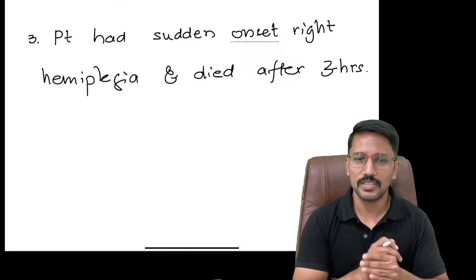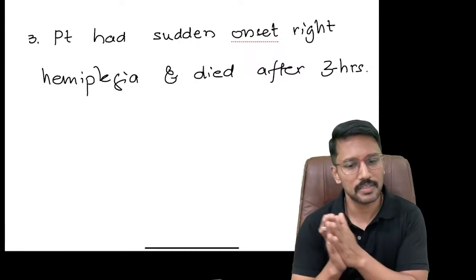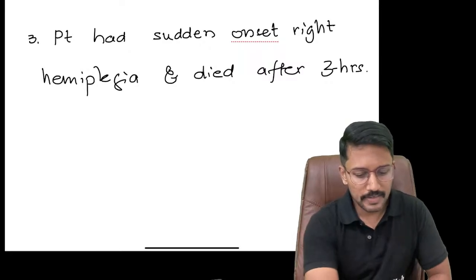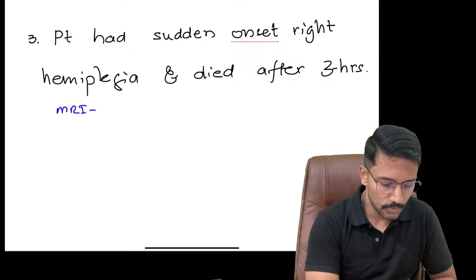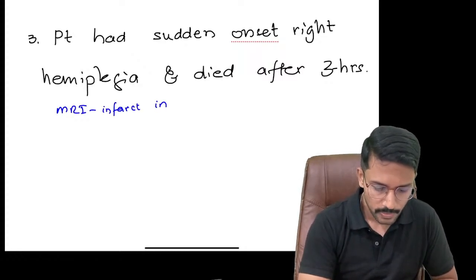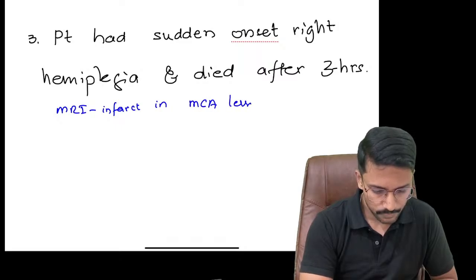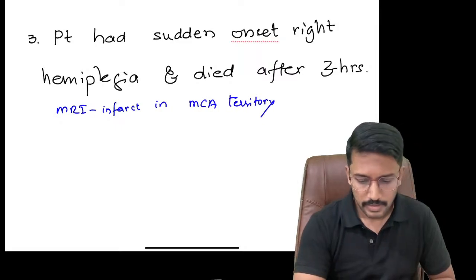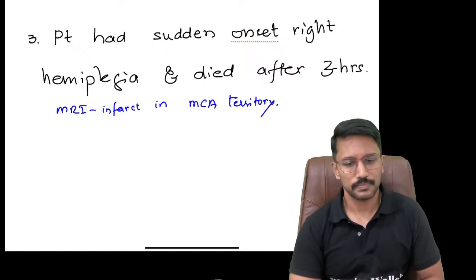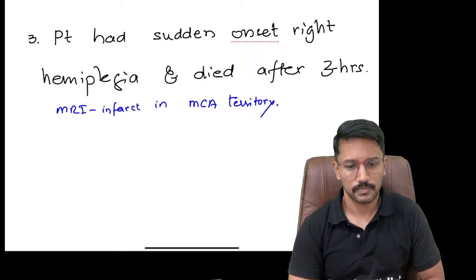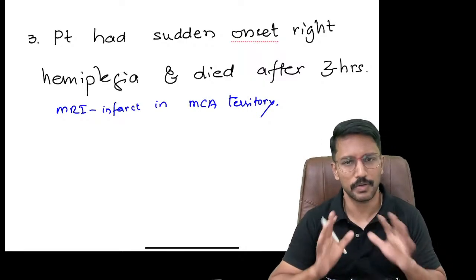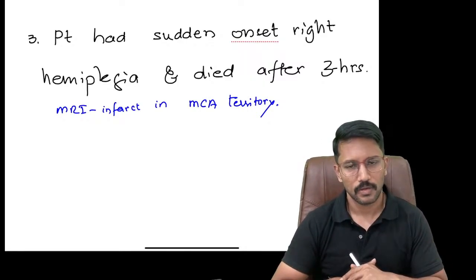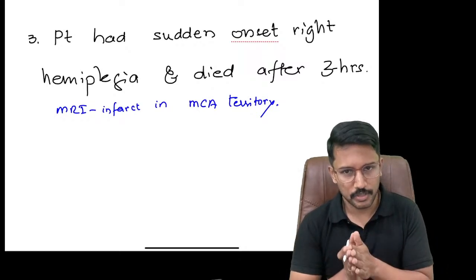A patient had sudden onset right hemiplegia and died after 3 hours. Okay. And if I tell you that we got an MRI done before he passed away, and an MRI showed that there was an infarct in MCA territory. Can I say that this patient died because of stroke? Can I say that this patient has stroke? He died within like 3 hours after the onset of hemiplegia. Right. This can be counted as ischemic stroke.